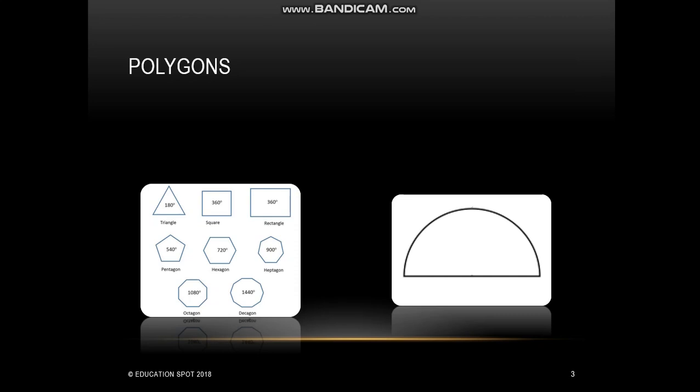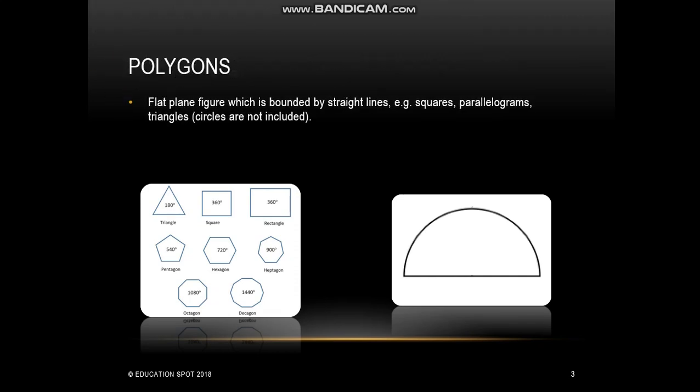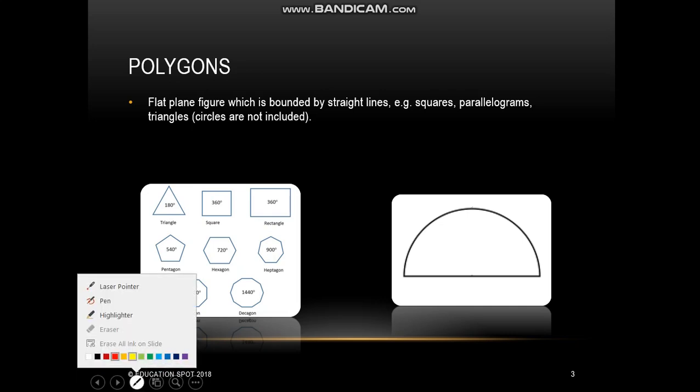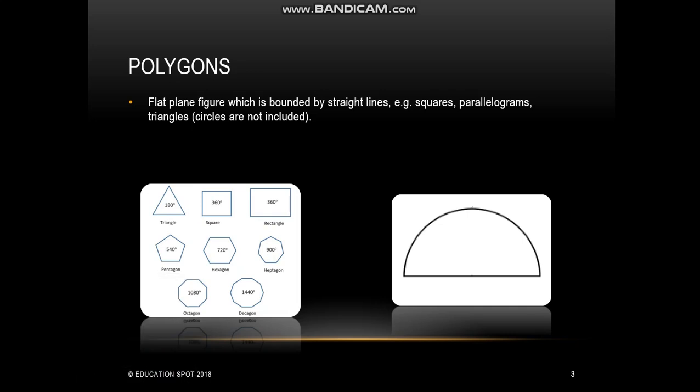Okay, so polygons sounds like a huge word, but if you type it in Google, it's going to give you the simplest answer. So what I found was, basically they define a polygon as a flat plane figure which is bounded by straight lines, and then they gave me examples of squares, parallelograms, triangles, and then it says circles are not included. So you need to take note of that. It says circles not included, right?